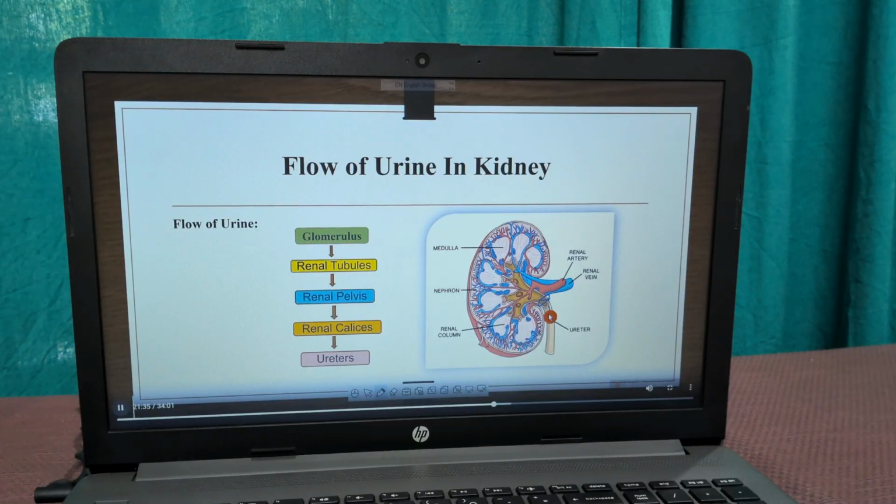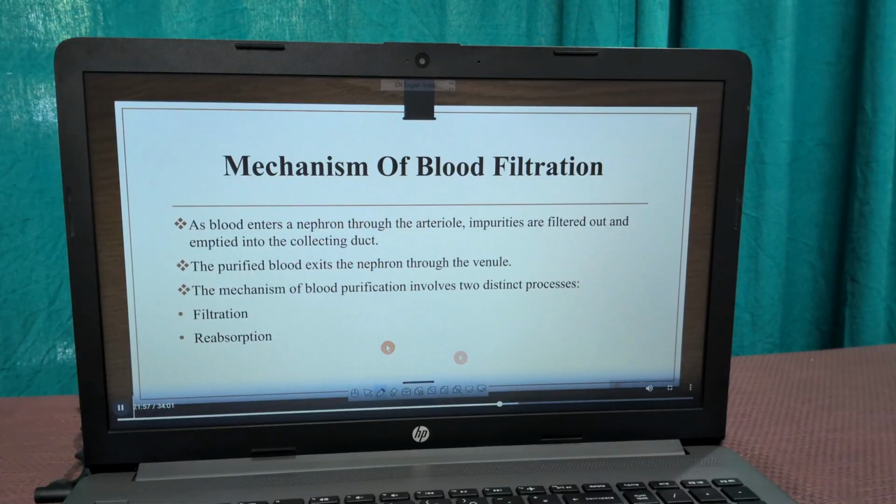Thereafter, the urine flows from the renal calyxes to the ureters, where through peristaltic movement, the rhythmic contraction of the smooth muscles of the ureters, the urine is collected into the urinary bladder. Then the urine is excreted out from the urinary bladder through the urethra.